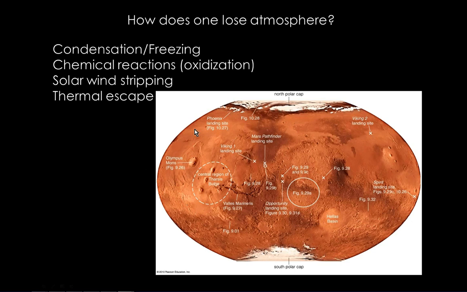But you can see that all of this stuff has happened on Mars. Certainly the condensation and freezing and the chemical reactions. It's also been solar wind stripped to a greater degree than it was in the past. And as volcanism stopped, so there's Olympus Mons, an old volcano, it's not going to erupt anytime soon, Mars lost its atmosphere. And a lot of this has to do with the lithosphere, in fact.